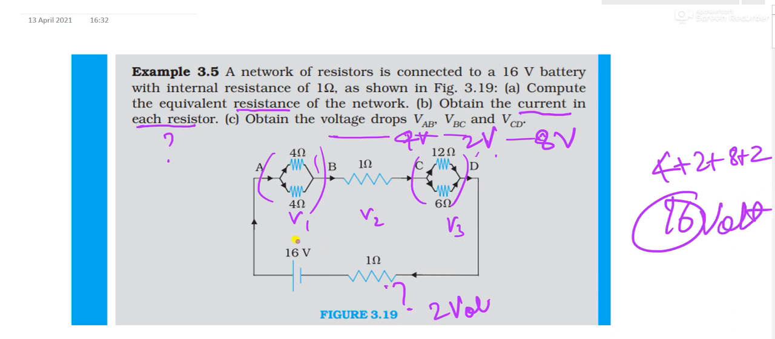Okay. Now V1 is how many volt? It's going to be 4 volt. Okay. V1 is 4 volt. V3 is how much volt will we get? It is 8 volt. Okay.